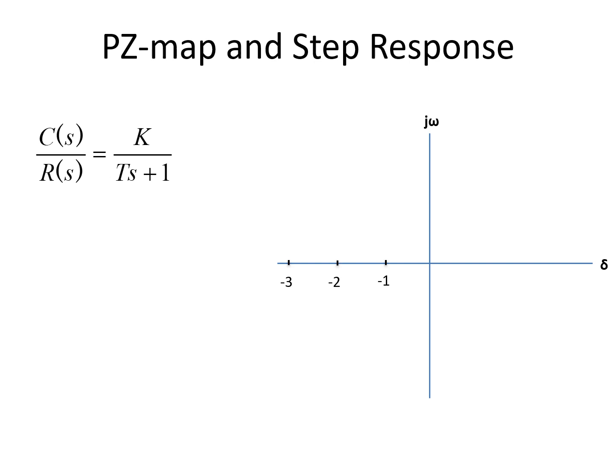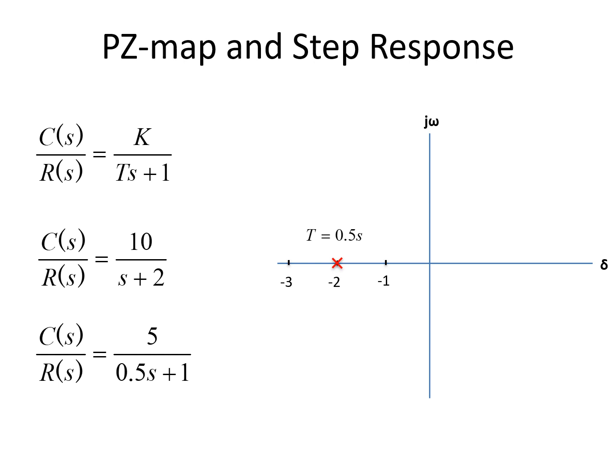Now coming to pole zero map and step response. For k equal to 10 and T equal to 1, I have a pole at s equal to -1, which is shown here with the red color. Now it's another example where I'm taking C(s)/R(s) equal to 10/(s+2). In such case, when you simplify this in the standard form, you can observe here that you have a pole at s equal to -2, which is shown here, and T equal to 0.5 seconds.